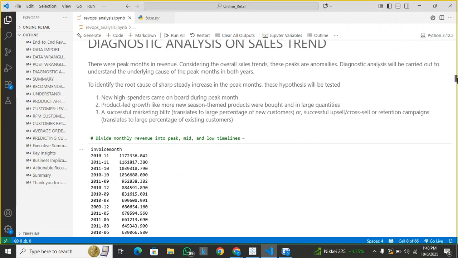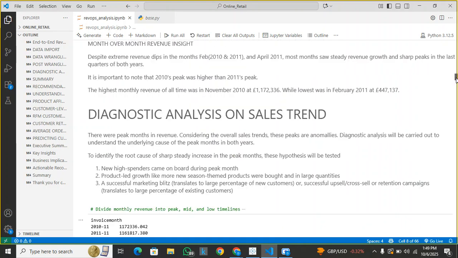Now, the first hypothesis is that new high spenders came on board during peak months. The second hypothesis is product-led growth, like more new season team products being bought in large quantities. And the last hypothesis is a successful marketing blitz, which translates to a large percentage of new customers, or successful upsell, cross-sell, or retention campaigns, which translates to a large percentage of existing customers.